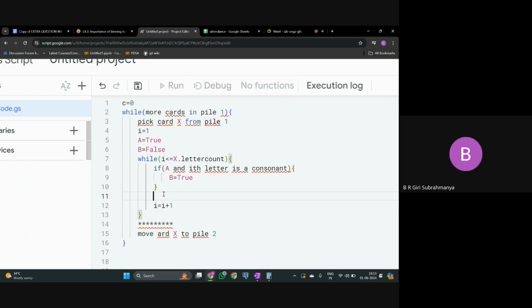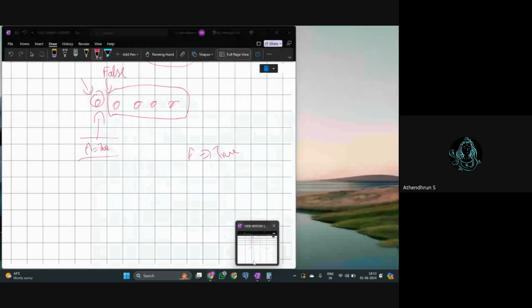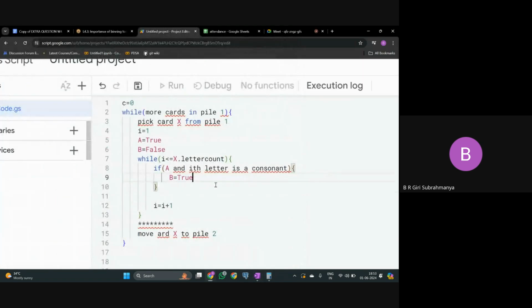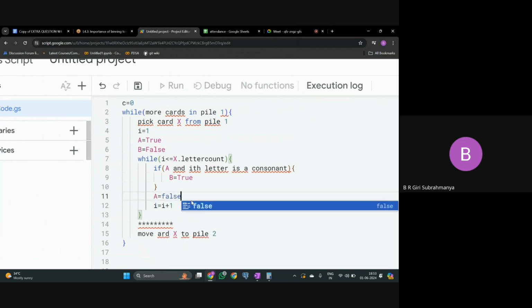Do we write it inside or outside? See, what I want is, write it after I is equal to I plus 1, outside. Exactly. After here, on top of that, we can write A is equal to false, right? That's what you're saying, right?